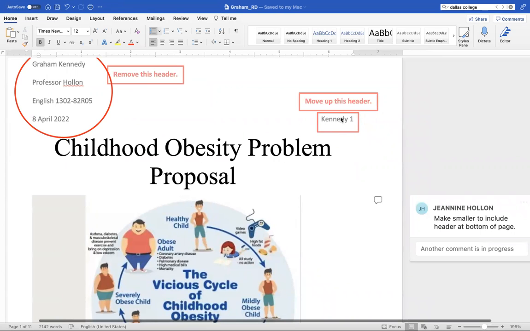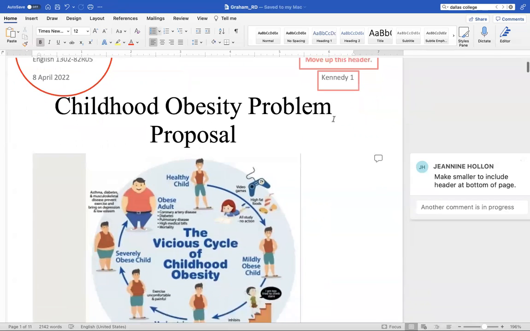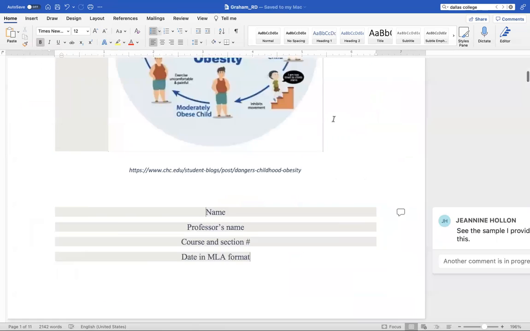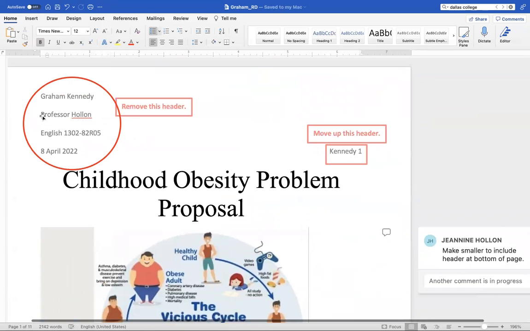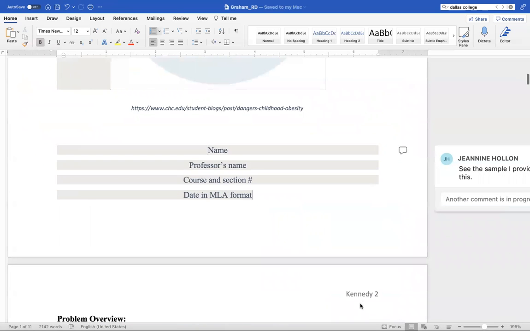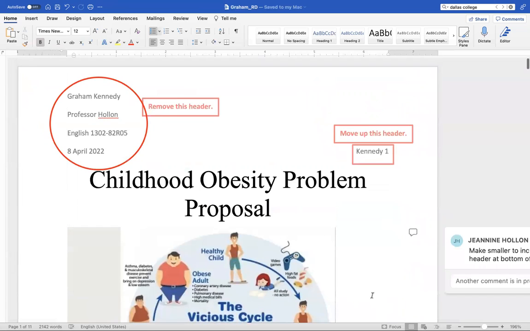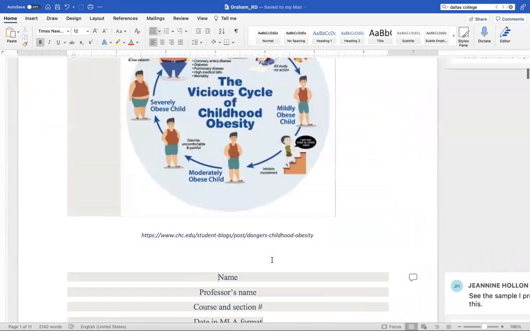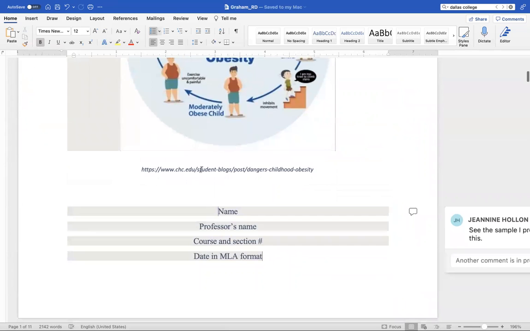Also, I'm not sure about this right here. It looks like you did do the insert picture, but you should have Kennedy one there, just like you've got Kennedy. It should look just like this, only it's got one. I really like the picture, and you do have the website.